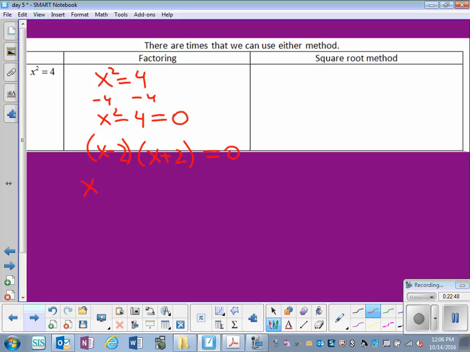Now I take each factor: x minus 2 equals 0, or x plus 2 equals 0. I solve my little equations and I get x equals 2 or x equals negative 2. I can combine these two answers as x equals plus or minus 2. This is just a different way of writing the same thing. Yes, we could also do this, the fancy way. That's right.